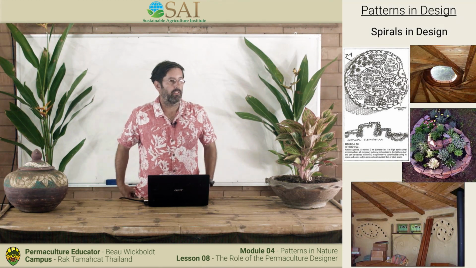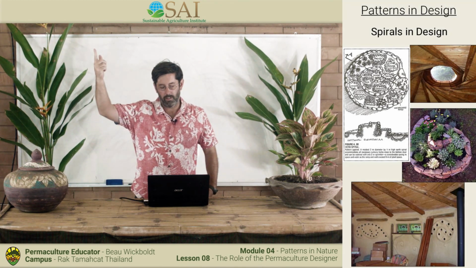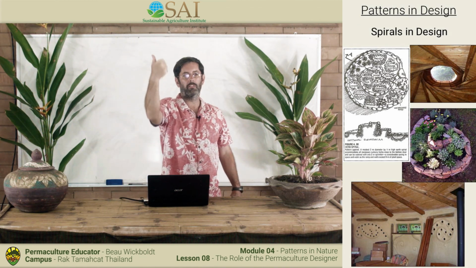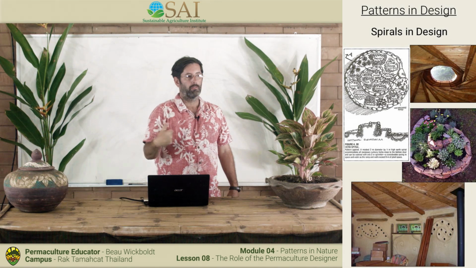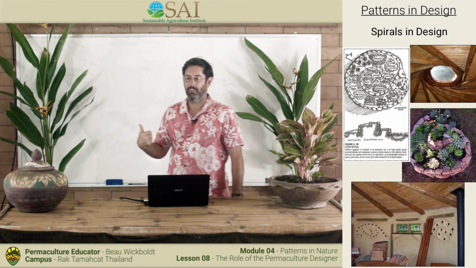Spirals in design, not just in the herb spiral, in our home. So that's a roundhouse, and they spiraled the rafters to lock the rafters in place so there's no central pole. Anybody want to know how to do that? Want to know the trick?